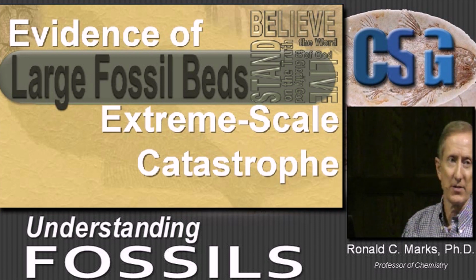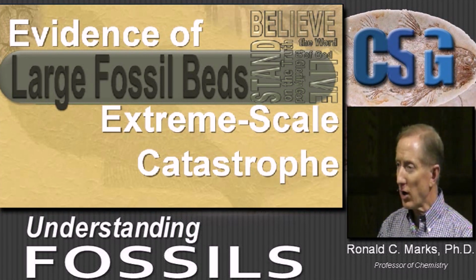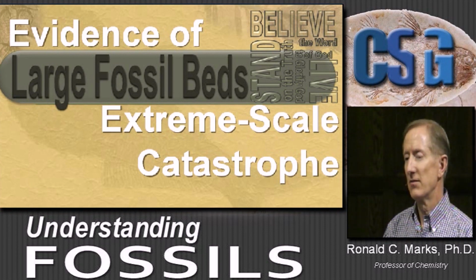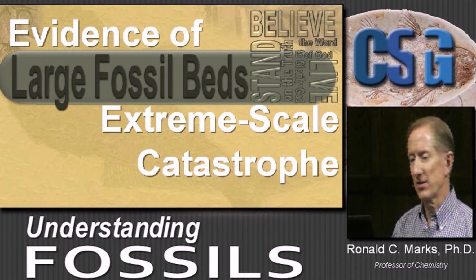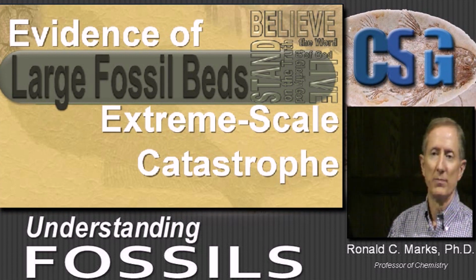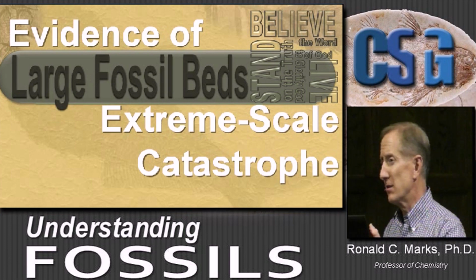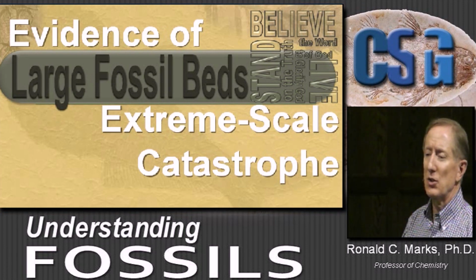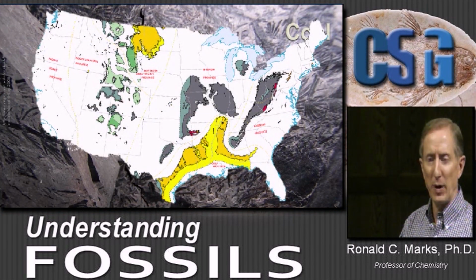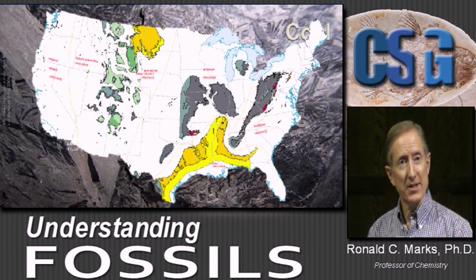Now, these fossils also give us evidence of a worldwide catastrophe in that we find large fossil beds, extreme in scale in the catastrophe. Let me start with coal. Did you know that coal, that black stuff that we used to burn to make energy, fossil fuel coal, is found in large deposits? Now, coal is made primarily from plant material.